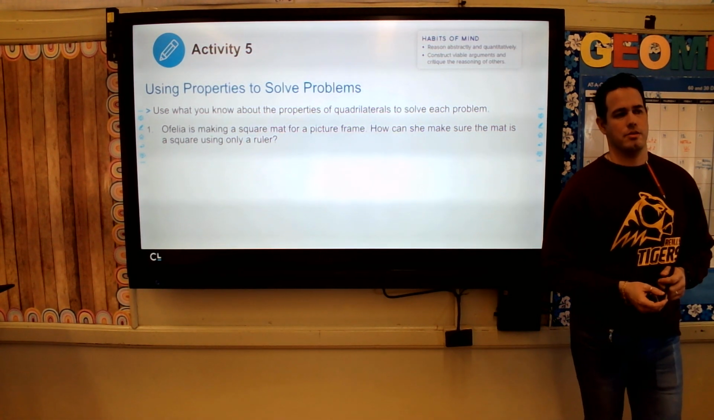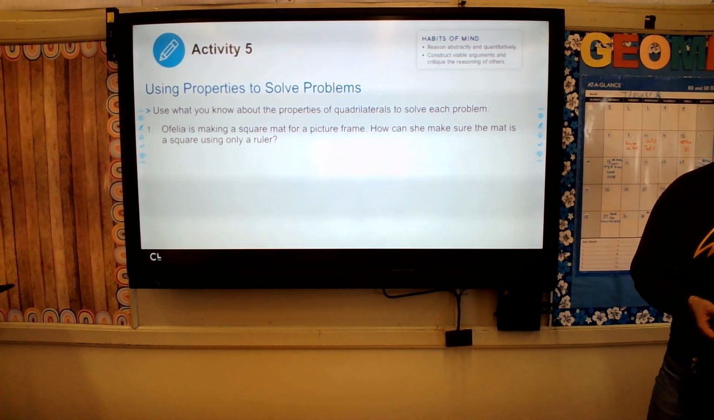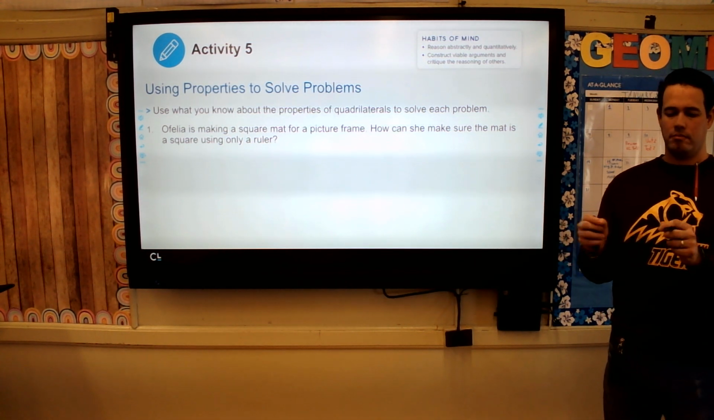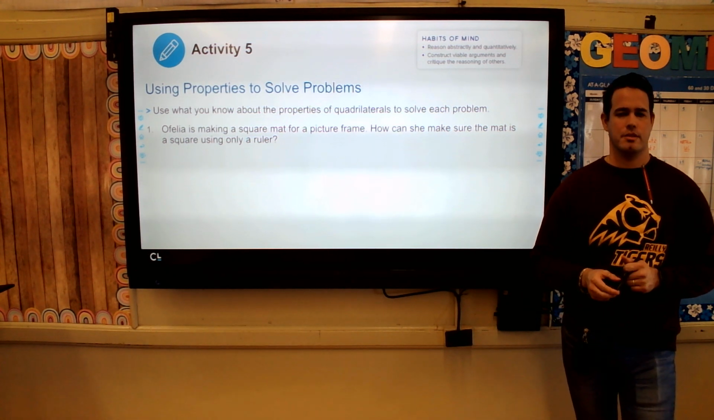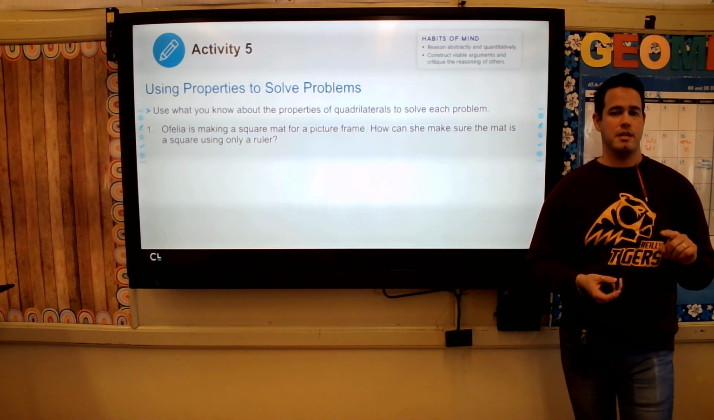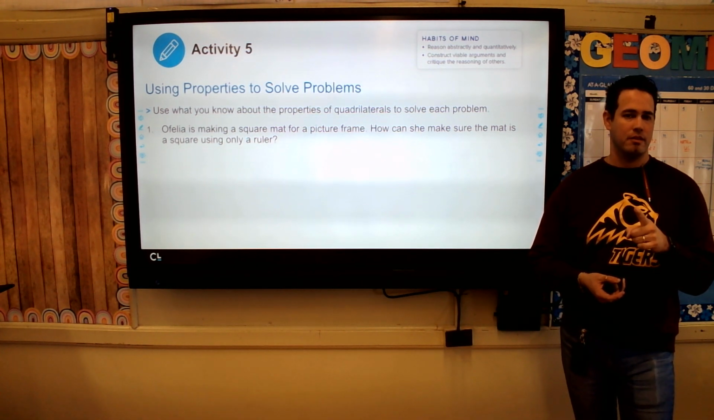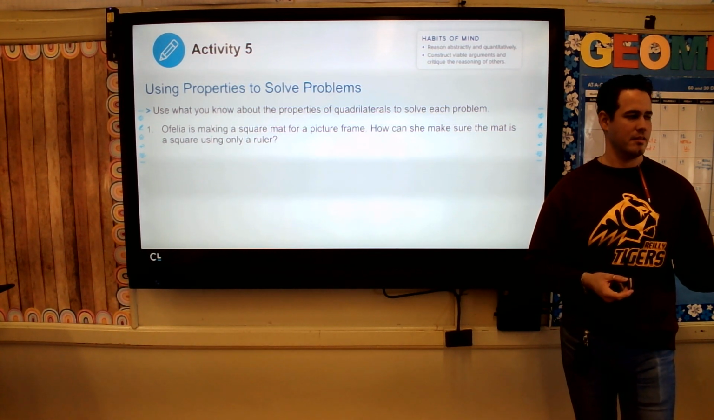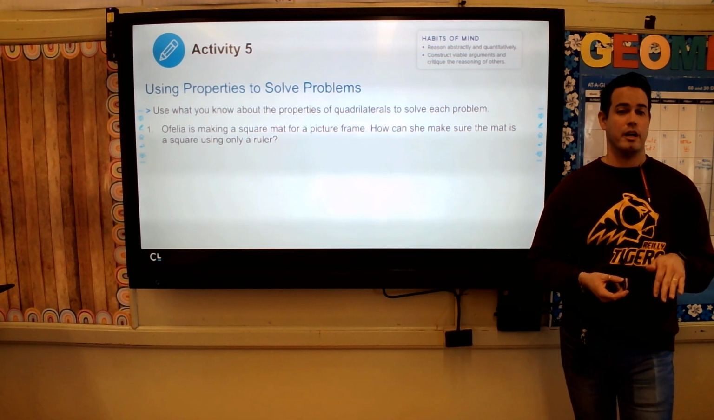Okay. Sebastian? Make sure the diagonals are congruent. So with the ruler, I can measure the diagonals, and my two diagonals have to be congruent. What else, for the quadrilateral to be a square? All the sides are congruent. Okay. What else? It has two diagonals. All quadrilaterals have two diagonals, not just a square.